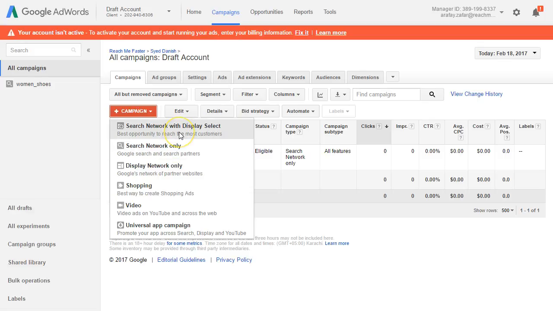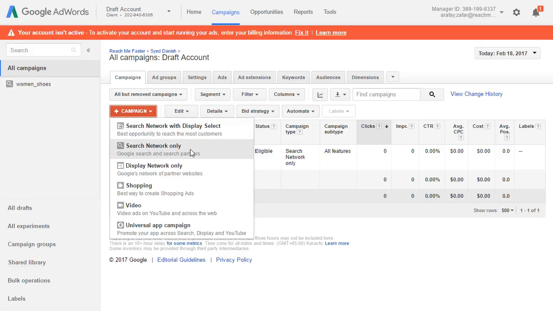And then there's this option, search network with display select, which is essentially Google having simply combined two network types and given it a new name. Because they have so much unsold inventory on the display network, they just want to force lazy advertisers to select this campaign type, which will give them more reach and things like that. But we don't want to get confused with that.